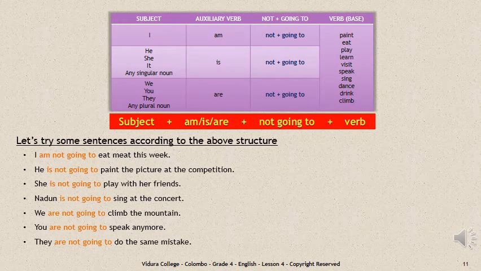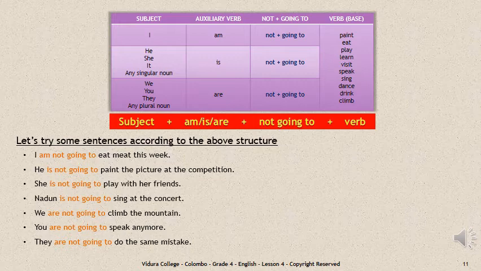Okay children, shall we try some sentences according to the above structure? Okay, let me remind you the structure again. First, you should mention the subject. Then you are adding the auxiliary verb according to the subject. Then we are adding not going to. And finally, the verb. Verb should be in base form.